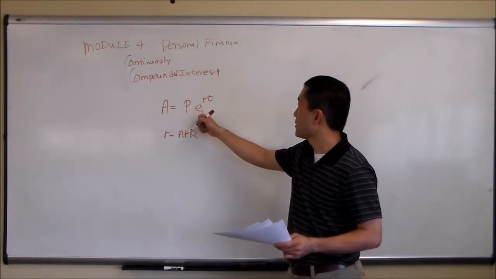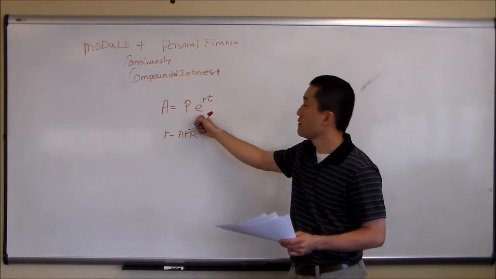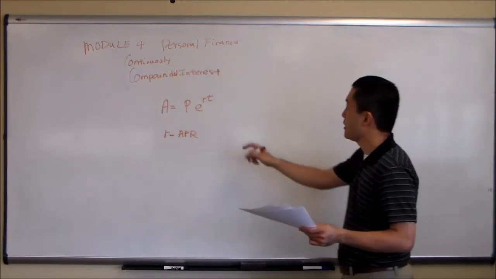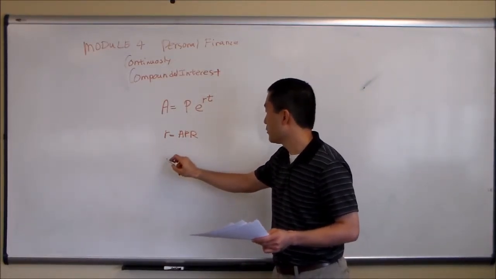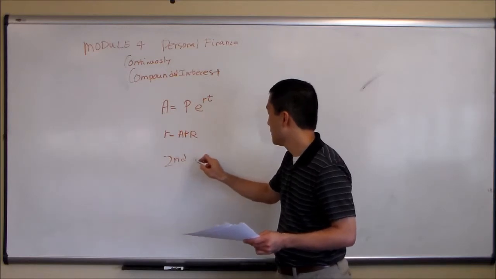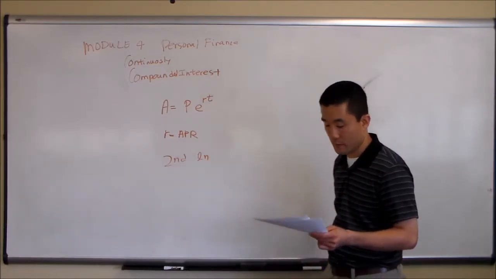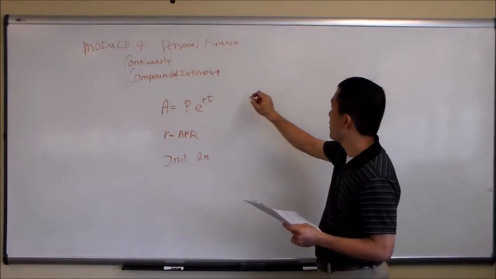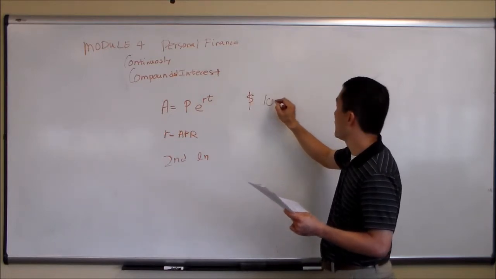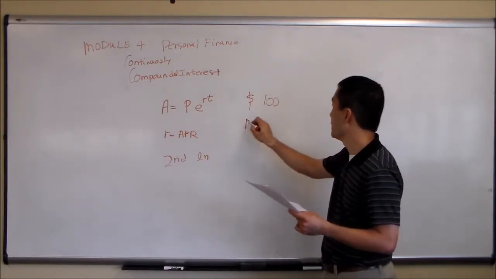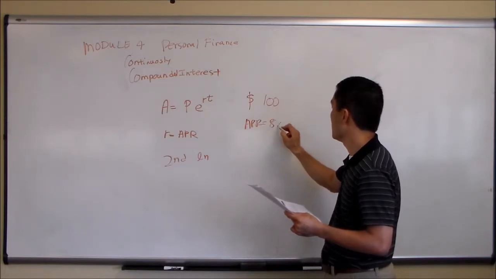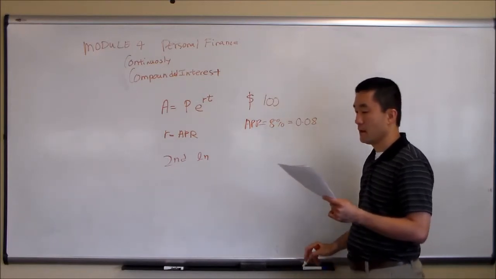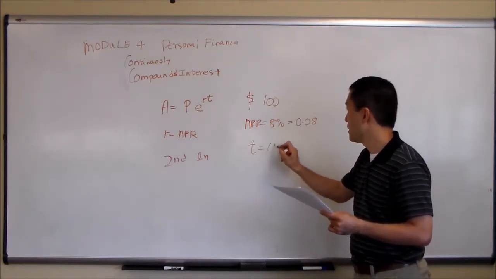So P times exponential, that's what the e is. Raise it to the r times the t. To get to the e, typically on your TI calculator, what you do is press the second key and then the ln key, natural log key. We'll do that in action. So let's say you deposit 100 bucks, APR of 8%, which is 0.08, and then t of 10 years.